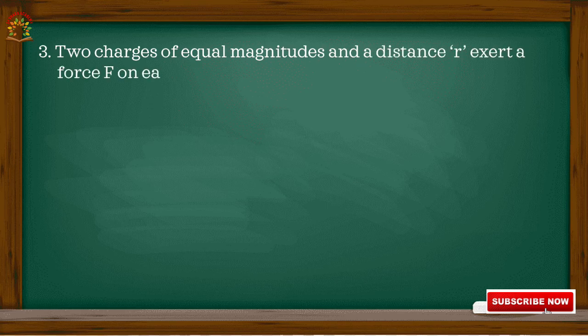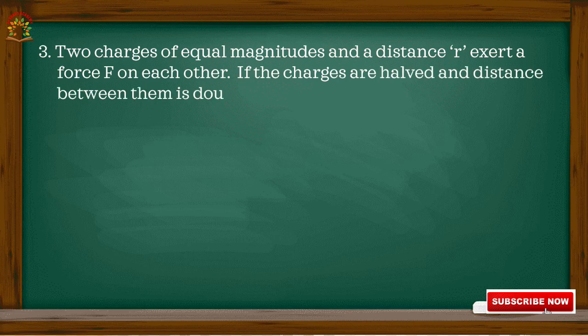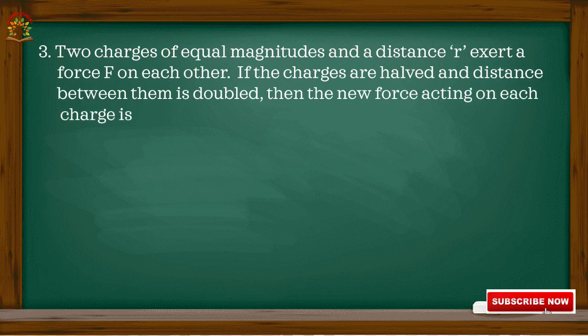Next, in this question, two charges of equal magnitudes at a distance r exert a force F on each other. If the charges are halved and the distance between them is doubled, then the new force acting on each charge is to be calculated. Let us come to the solution.